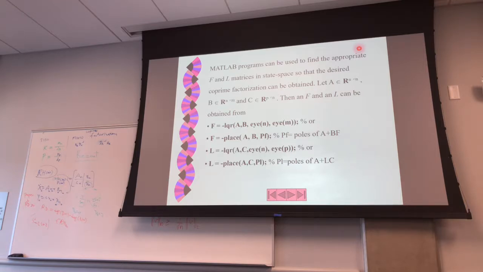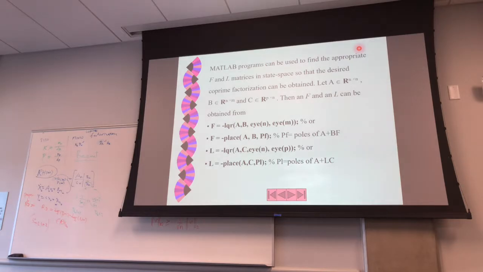That's one way. Another way is, if you have no idea, you just put identity in here, and you get this. Or you know the poles of your observer dynamics. Giving the pole positions, you can solve for your L. Again, I assume you know the LQR in linear systems.